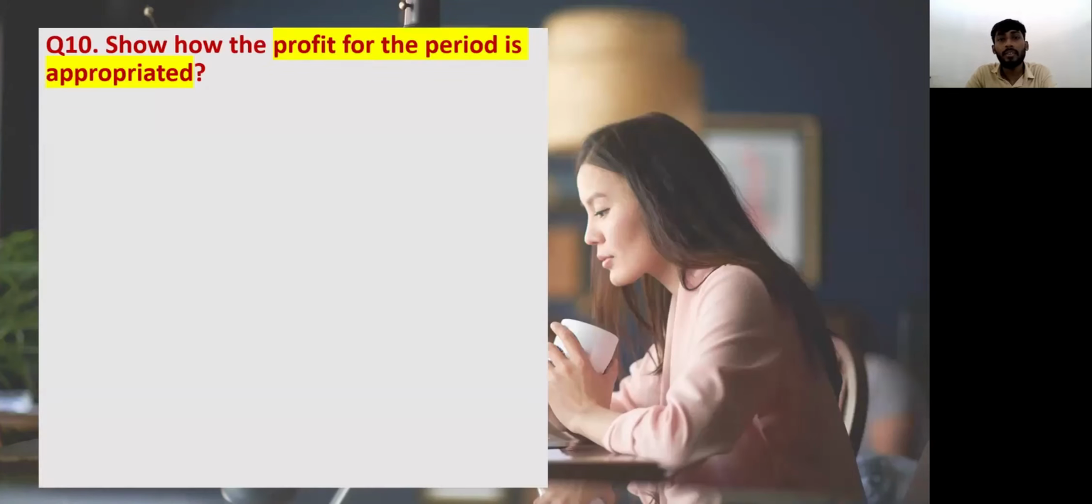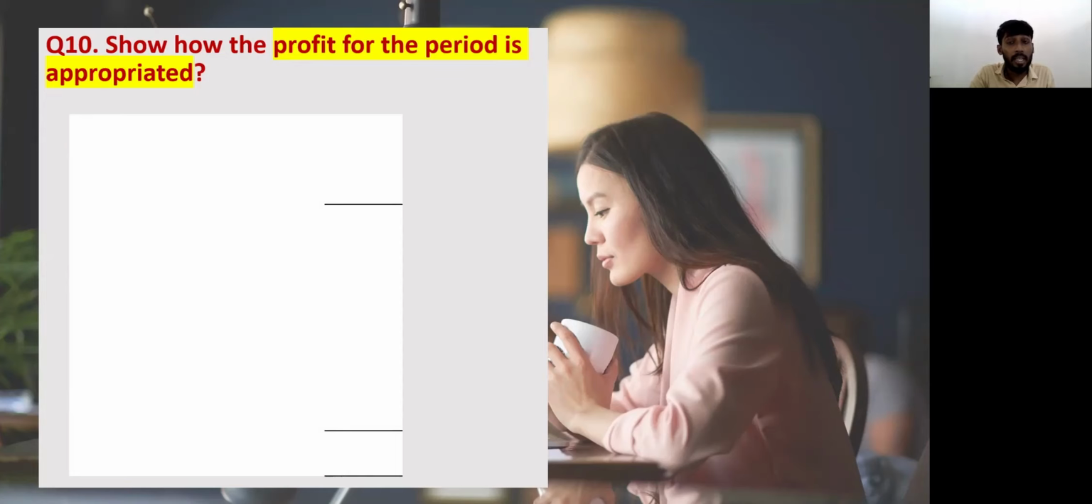Show how the profit or loss is going to be appropriated. That means how the profit for the period is going to be appropriated. This appropriation is done using what? This appropriation is done using the profit or loss appropriation account or else statement of profit or loss appropriation. Okay, we are doing it through that.